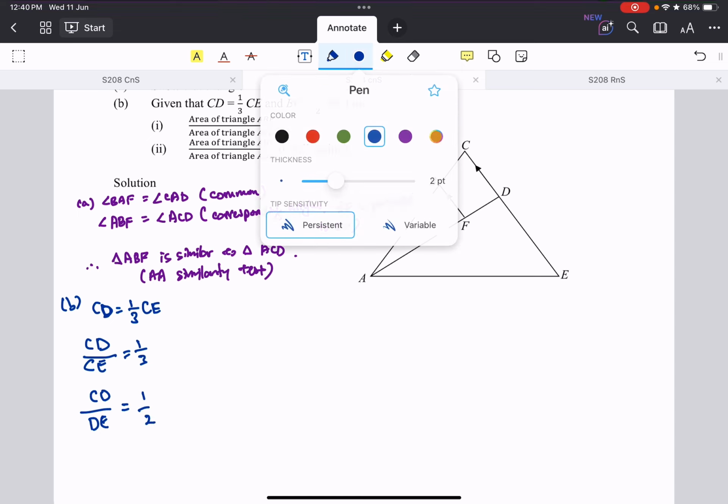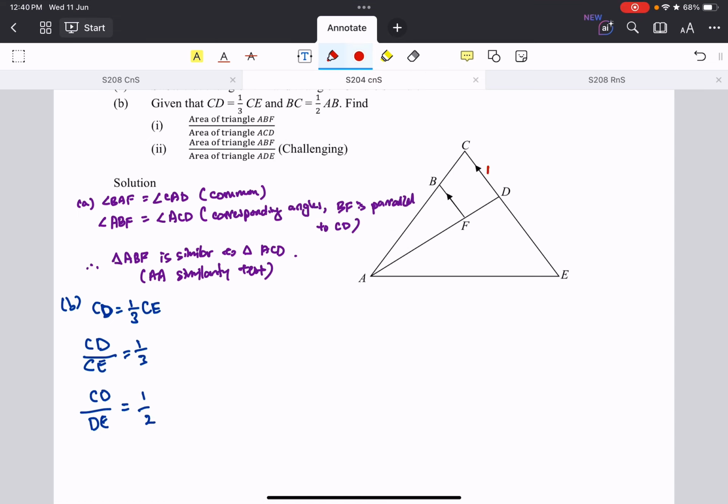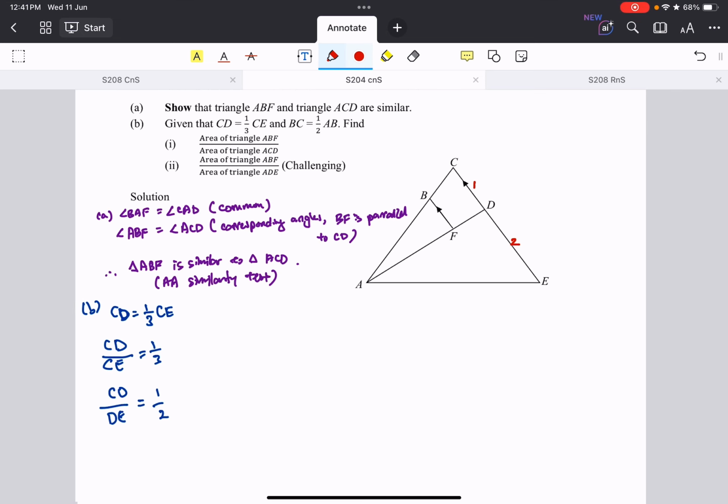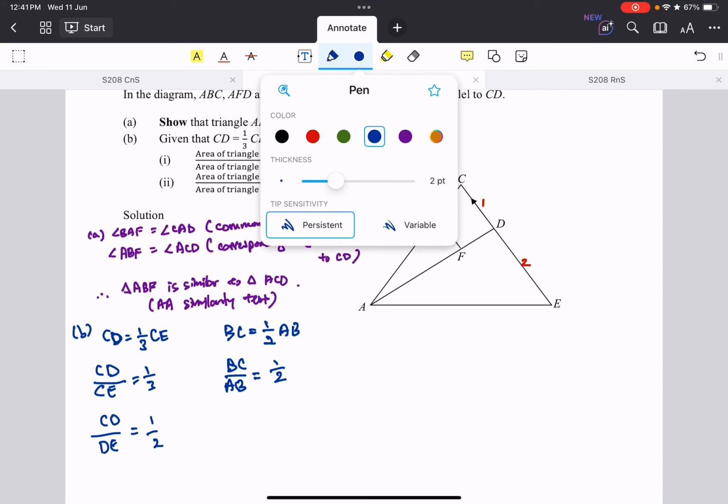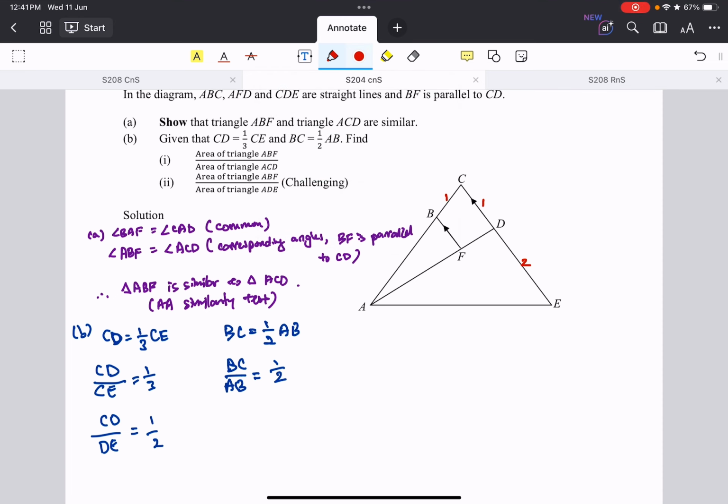So I can mark it on my diagram to give some clarity. The ratio here is 1:2. Then the other information we have is that BC equals half of AB. So BC over AB equals 1/2. Again, we can just do a quick mark on the diagram. This is 1:2, so that's the ratio.